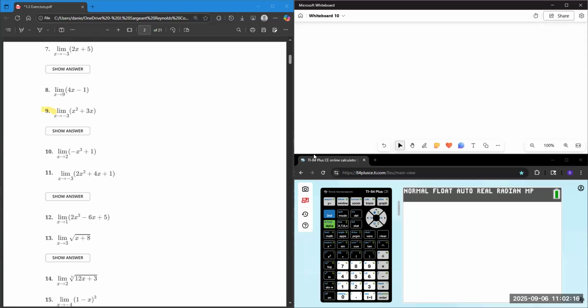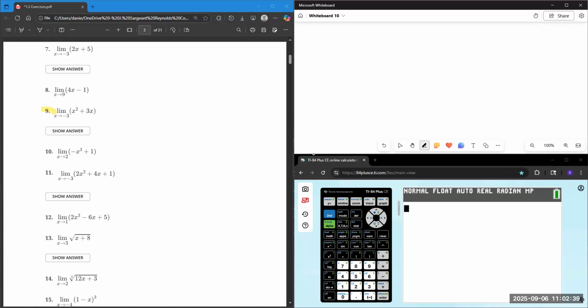Right, in this video, we're going to talk about suggested homework problems for section 1.3. And we'll be using some more analytic methods. Last time we used the tabular method to kind of approximate the limit. Here we're going to find the limit exactly.